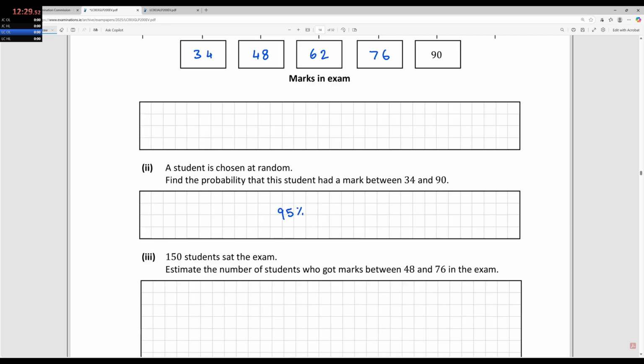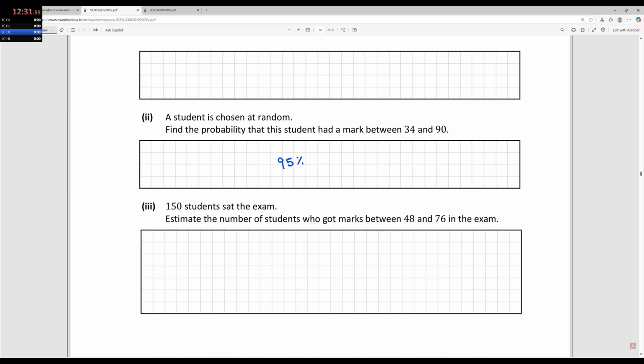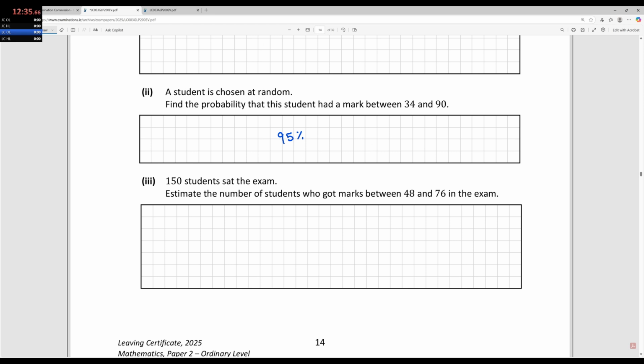This I didn't say. 150 students sat the exam. Estimate the number of students that got between 48 and 76. So that's 68% of 150. To the nearest. Oh, it's just 102. Okay. All right.